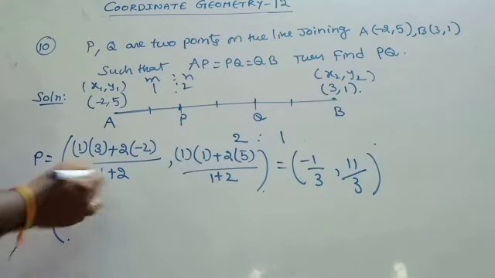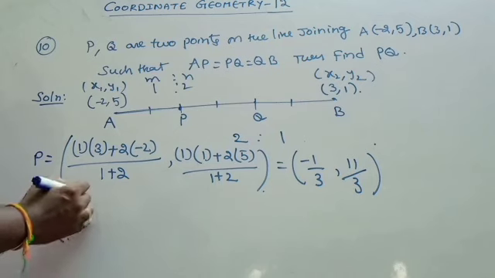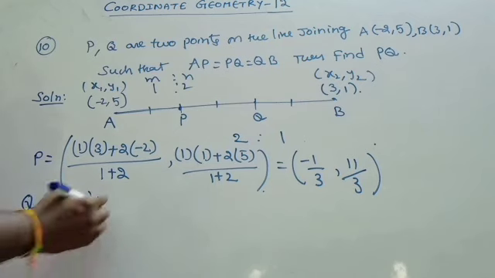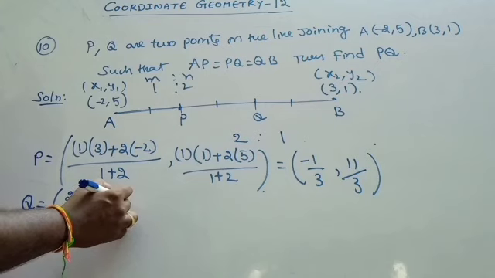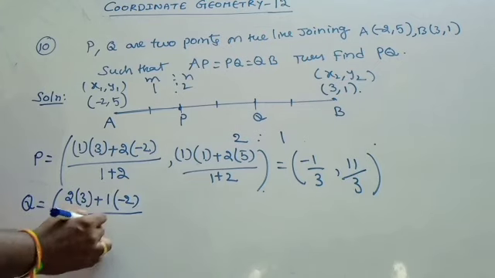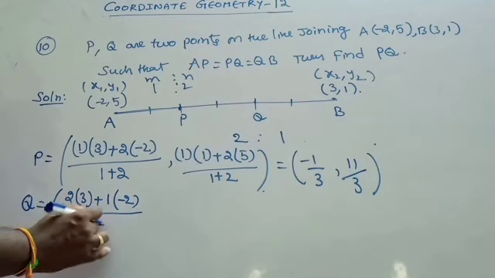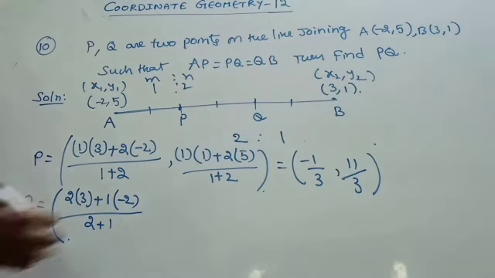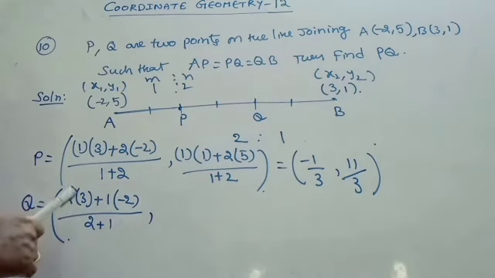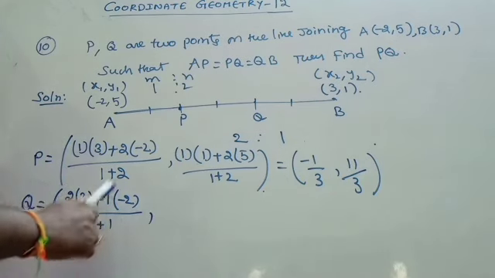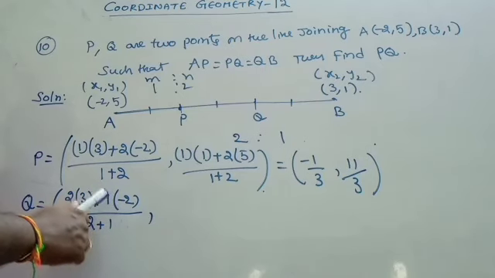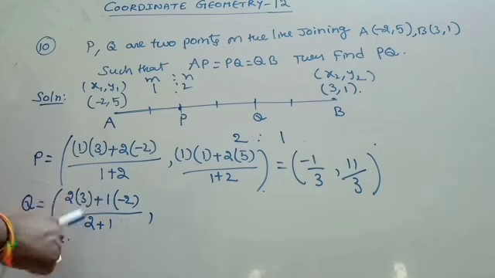Here m is 2. So mx2, x2 is 3, plus nx1, n is 1 into x1, x1 is -2, by m + n. m + n is 2 + 1, or 1 + 2, both are the same. So the x coordinate is (2 into 3 plus 1 into -2) by 2 + 1.